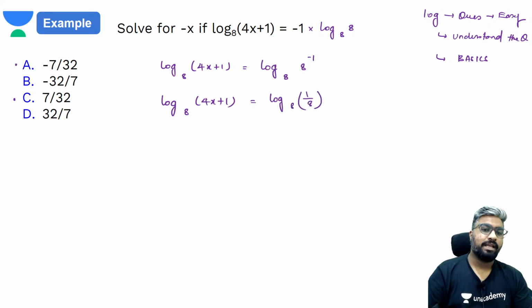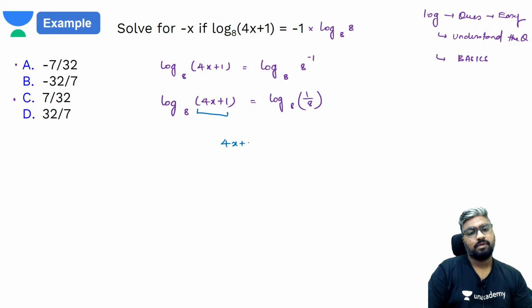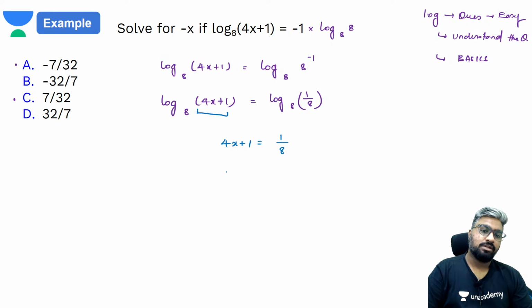Log 4x plus 1 to the base 8 is nothing but log 1 by 8 to the base 8. अब इक्वेट कर लो इन्हें. बेसिस सेम है, दोनों लॉगरिथमिक फॉर्म में है. इक्वेट द आर्ग्यूमेंट. 4x plus 1 will be equal to 1 by 8. Or what do you get? You get 32x plus 8 is 1. 32x is 1 minus 8, which is minus 7. X is minus 7 by 32.